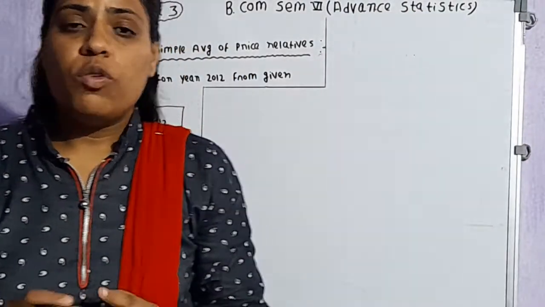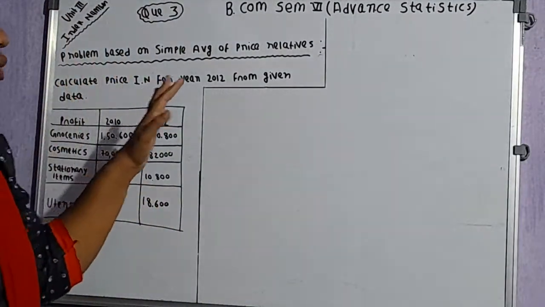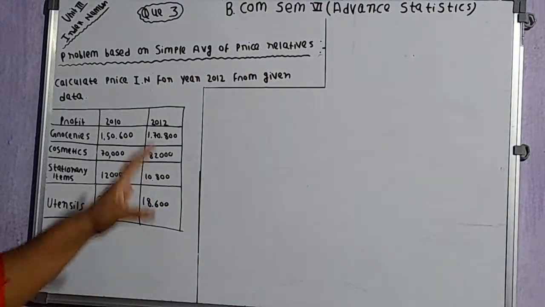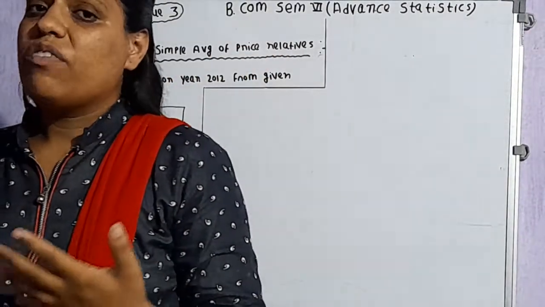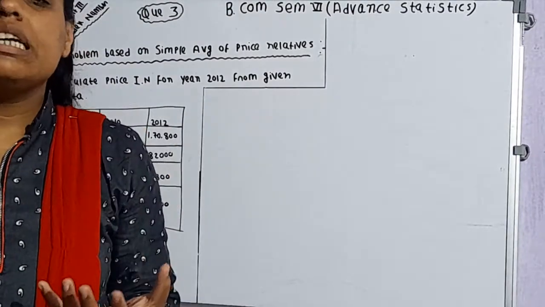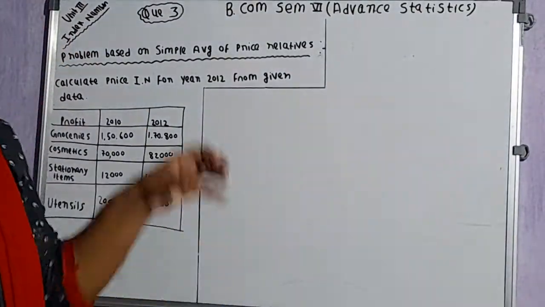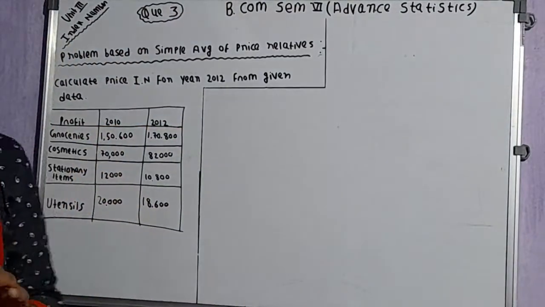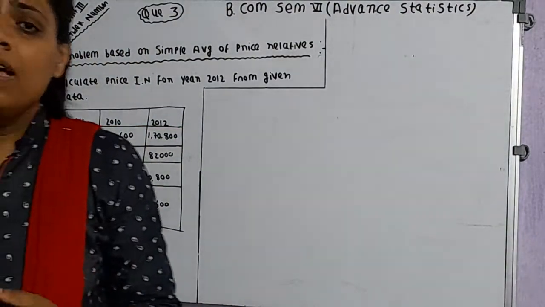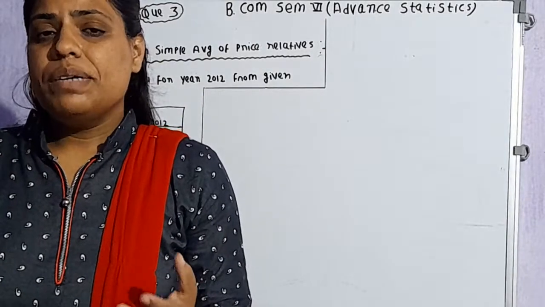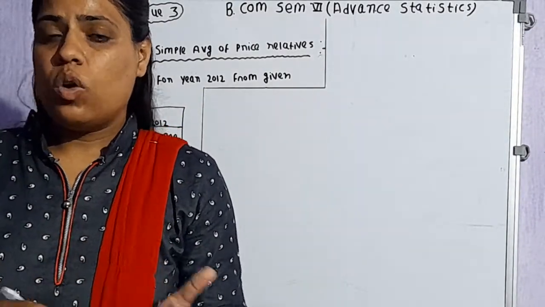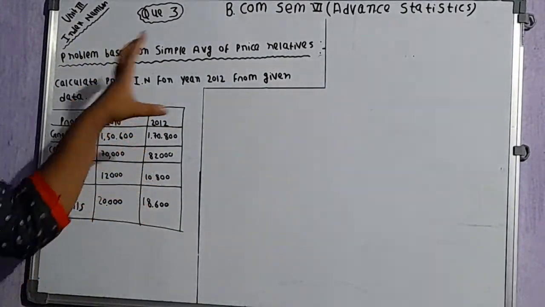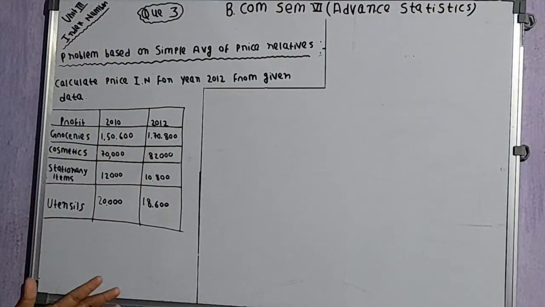Before understanding this method, we need to understand what exactly price relatives are, because while applying the formula we will need the summation of price relatives. First, for each and every item given in the question, we have to compute the price relative, and on that basis compute its mean in order to find the index number. That is why we need to understand the meaning of price relative.